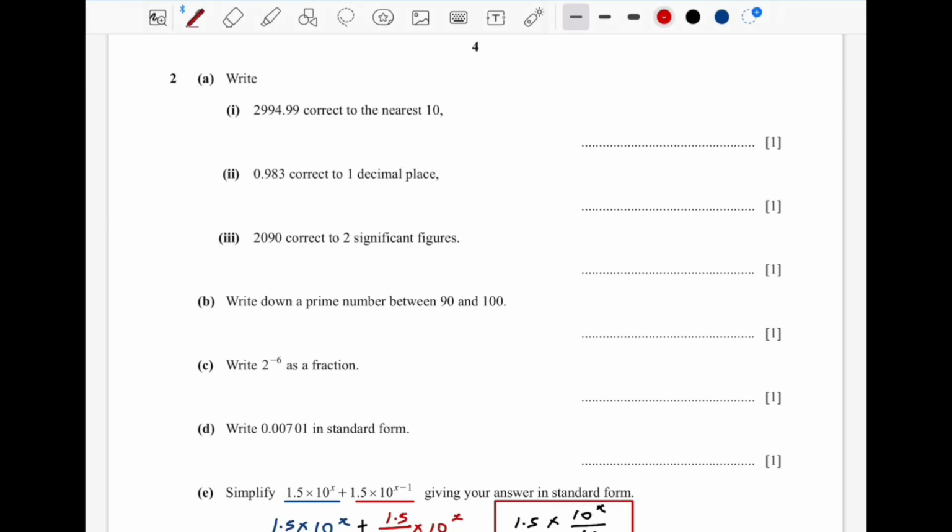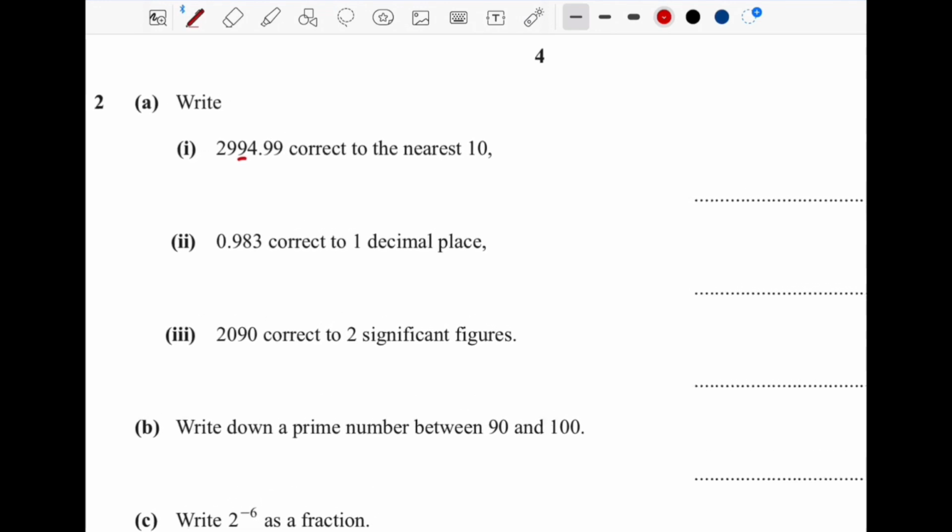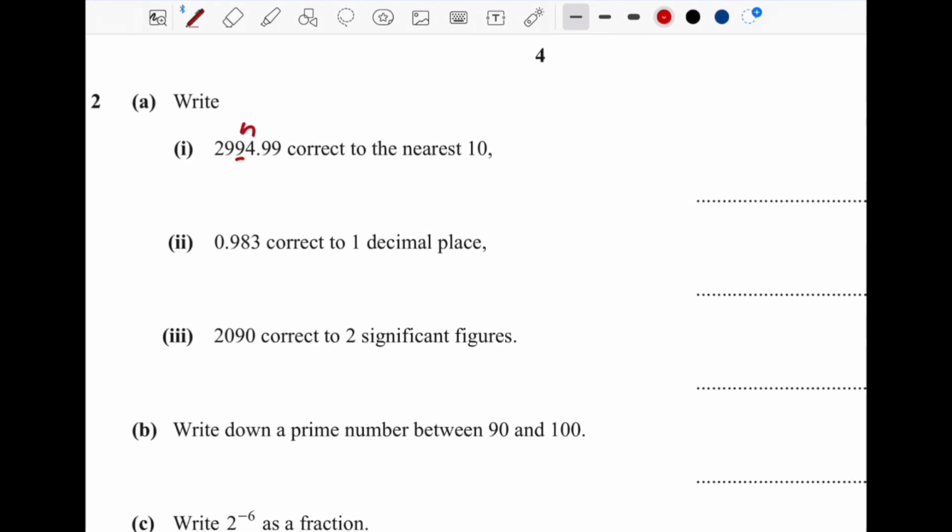Question 2, correct to nearest 10. So look at this. So do I round it off? No, it's less than 5. So it's just 0 here. 2990. Okay, nearest 10. 1 decimal place. This is the decimal place. So do I round it off? Do I plus 1? Yes, because it's more than 5. But when I plus 1 here, it's more than that already. I need to plus 1 here.